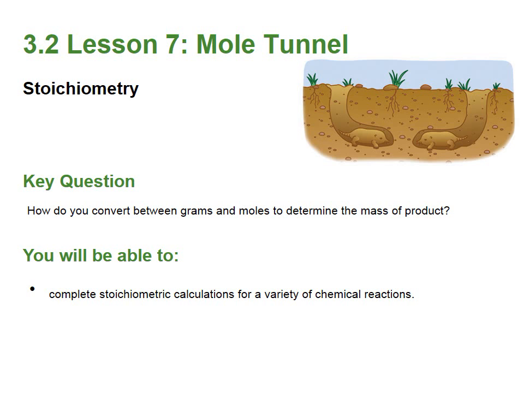Unit 3.2, Lesson 7, Stoichiometry. Stoichiometric calculations involve quantitative relationships of reactants and products in chemical reactions.